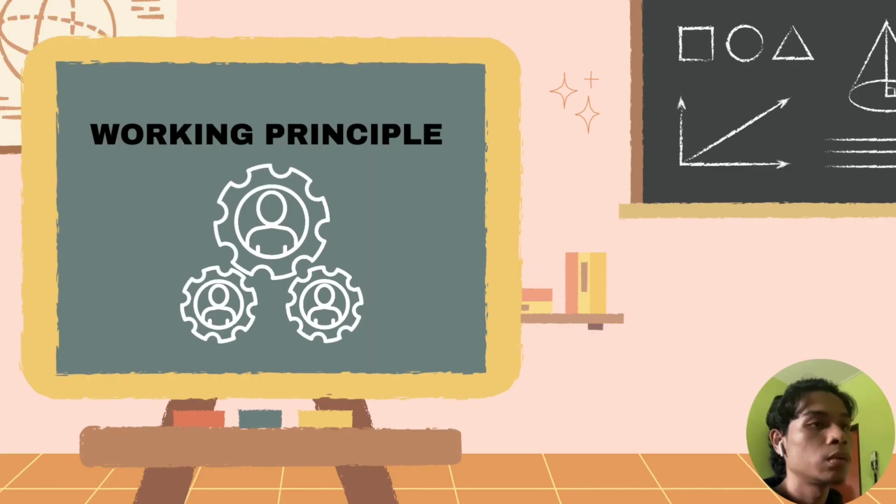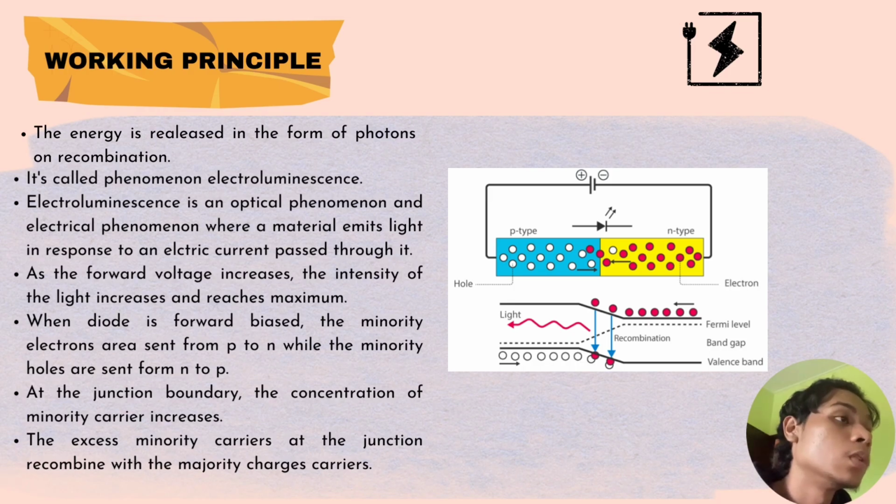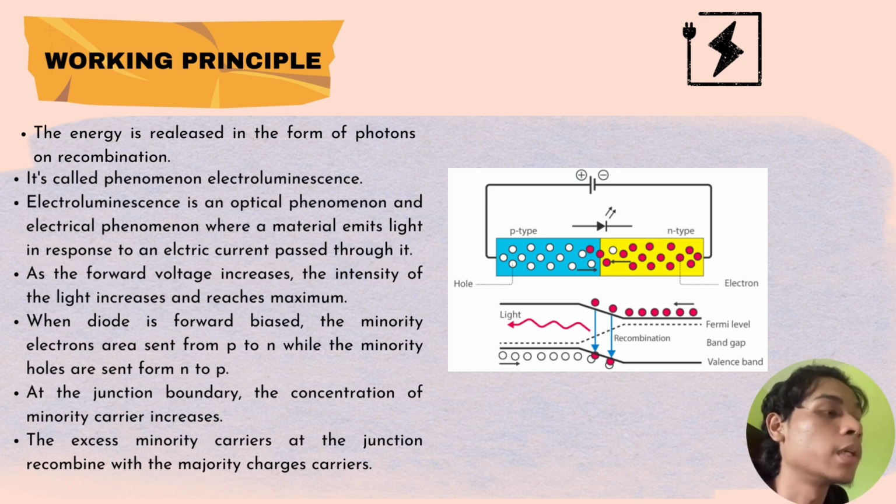Next is the working principle of an LED. For the working principle of an LED, the energy is released in the form of photons on recombination. This phenomenon is called electroluminescence. Electroluminescence is an optical and electrical phenomenon where a material emits light in response to an electrical current passed through it. As the forward voltage increases, the intensity of the light increases and reaches a maximum.